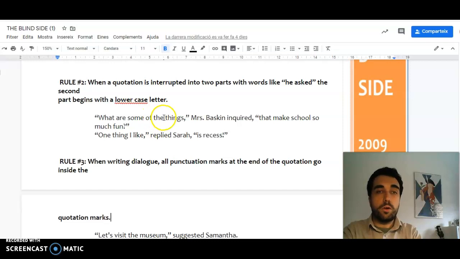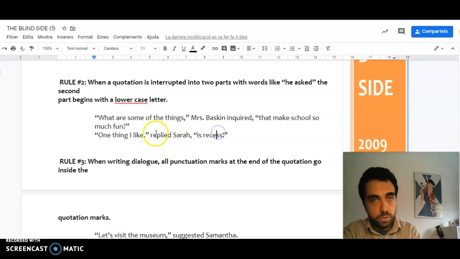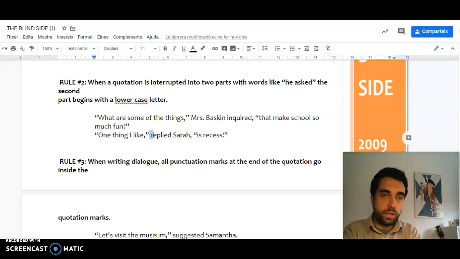"So what are some of the things," Mrs. Baskin inquired, "that make school so much fun?" "One thing I like," replied Sarah, "is recess." Okay, so this "replied Sarah" is the break that we are making in a sentence. Because we are interrupting a quotation, yes, because it's supposed to be all together: one thing I like is recess, but we are saying one thing I like, replied Sarah, is recess. So this "replied" is with a lowercase letter.